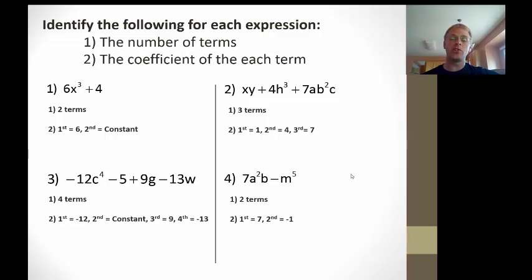Example 2 had 3 terms. That would have been a trinomial. The third example had 4 terms, so we would just call that a polynomial. And then 4, again, had 2 terms, which would be a binomial. If you have questions on any of these, please make sure you write them down and bring them to class, and we'll talk about them, because it's going to be really important that we have this skill down of identifying the parts and using our vocabulary here with our algebraic expressions.